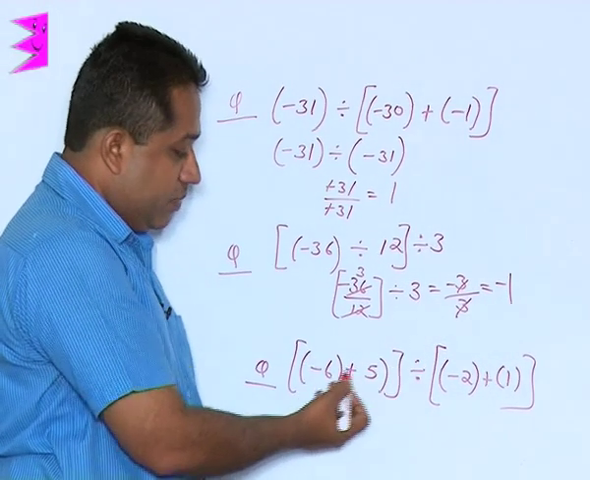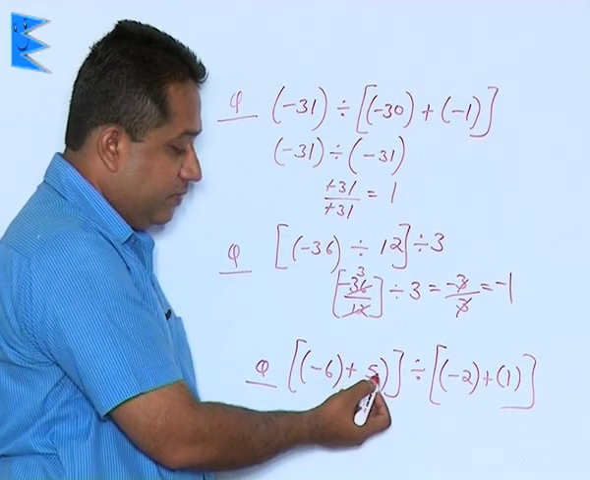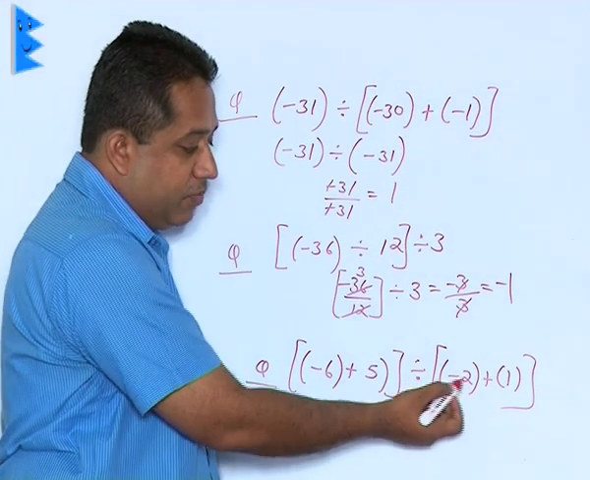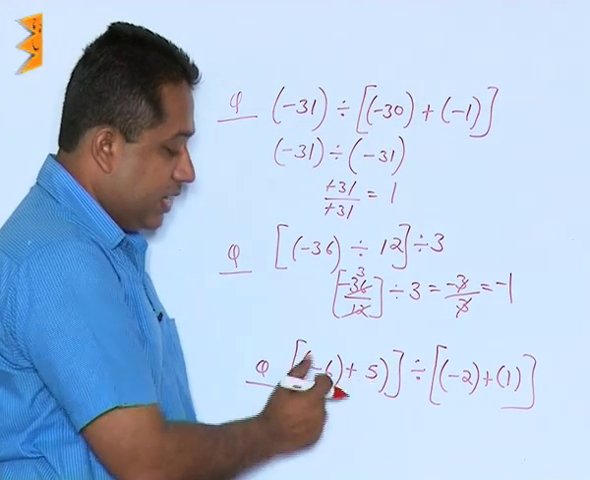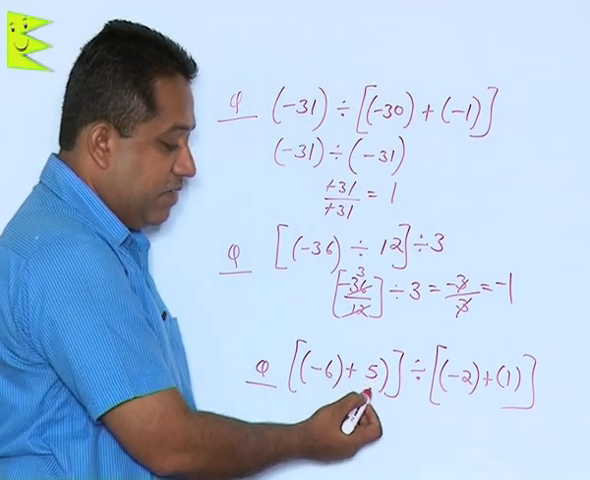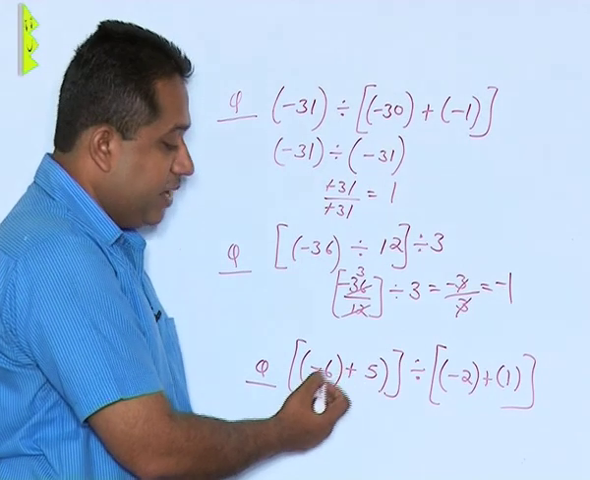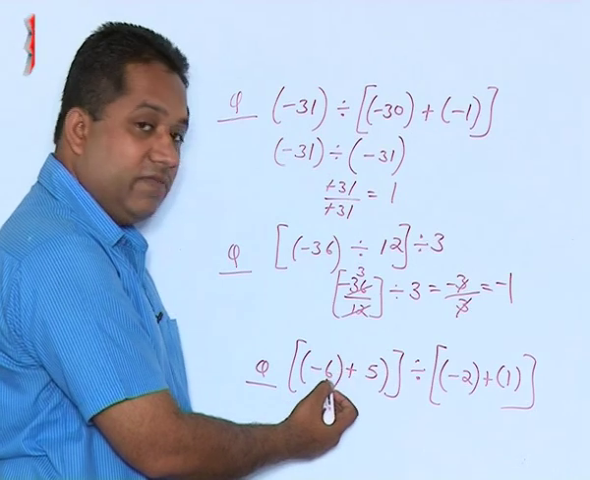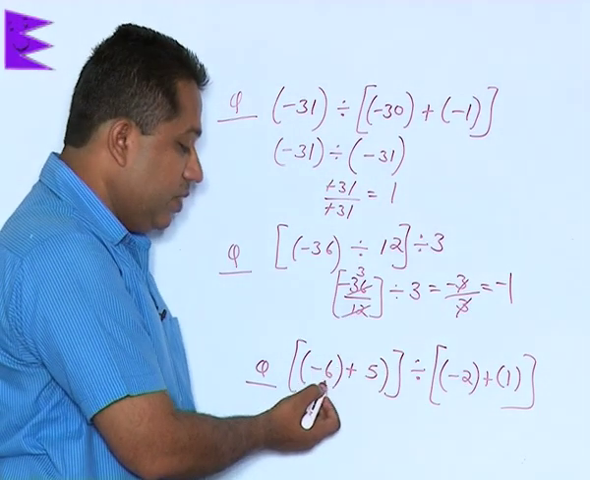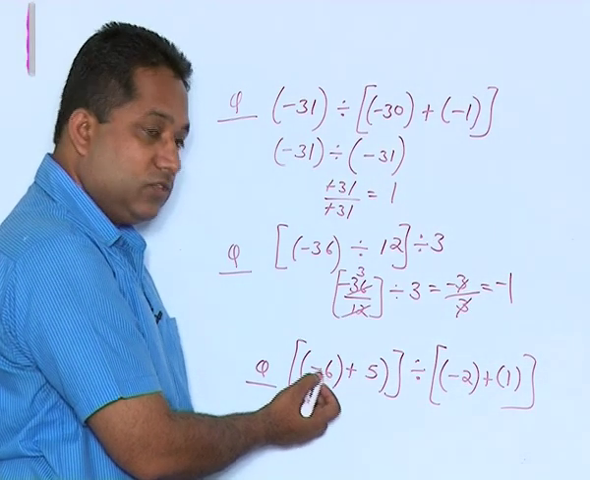Finally, the third question, minus 6 plus 5 has to be divided by minus 2 plus 1. Now, look at this first bracket, we have a negative 6 and we have a positive 5, plus and minus means we have to subtract them. So, 6 and 5 when we subtract we get 1 and the symbol will be of the bigger number, which is 6. So, that is negative.